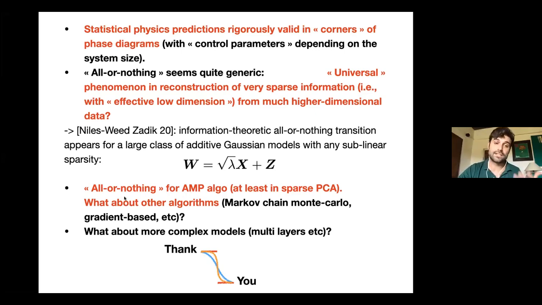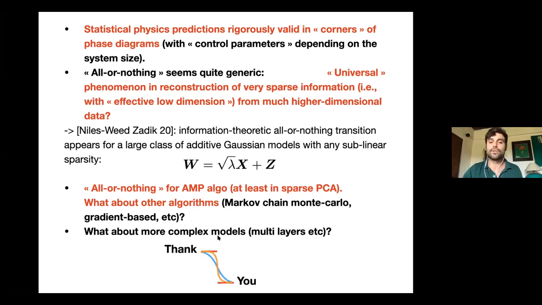I also discussed this all or nothing in algorithms, in particular in these AMP algorithms. It happens at least in sparse PCA, and we proved it. A very interesting question is, what about other algorithms like MCMC or gradient-based? Is it specific to algorithms that are conjectured to be Bayesian optimal, or at least in some regions like AMP, or is it a more generic phenomenon from an algorithmic point of view?